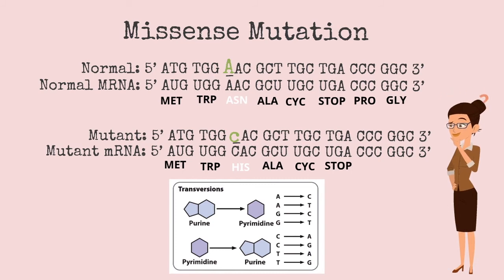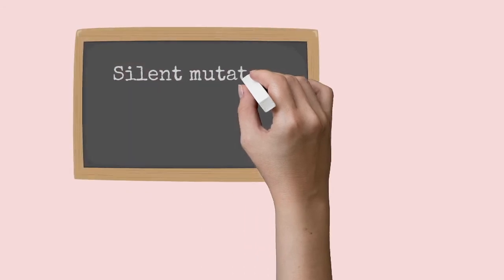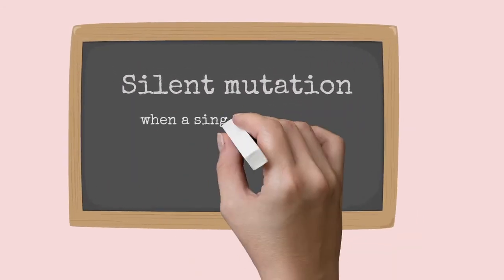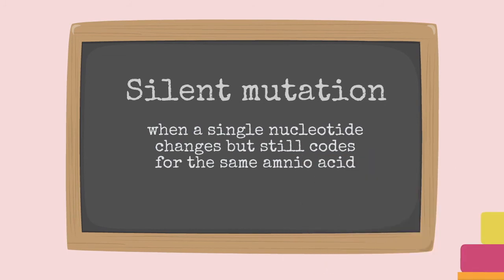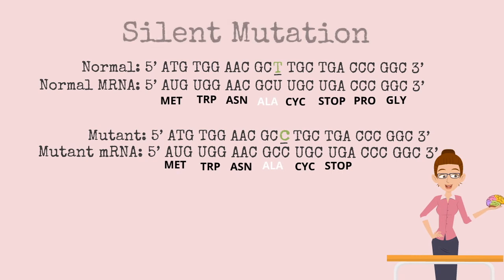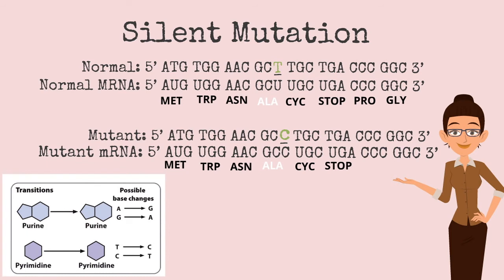Since many different RNA codons can code for the same amino acid, a silent mutation can occur. A silent mutation is when a single nucleotide changes but still codes for the same amino acid, which may not affect the function of the protein. As shown on the screen, cytosine replaced thymine, but both codons still code for the same amino acid, the amino acid alanine. This type of change between the T and the C is also known as transition, since it's going from a pyrimidine to a pyrimidine.